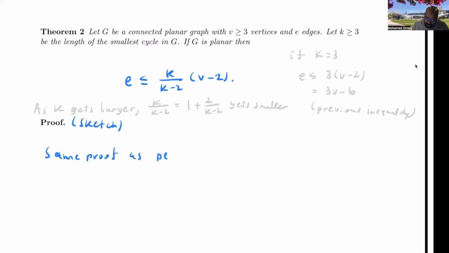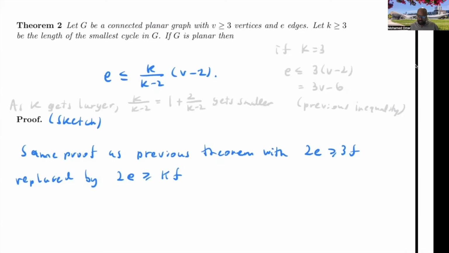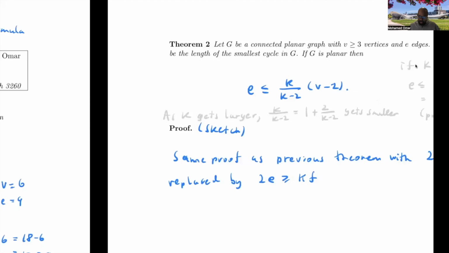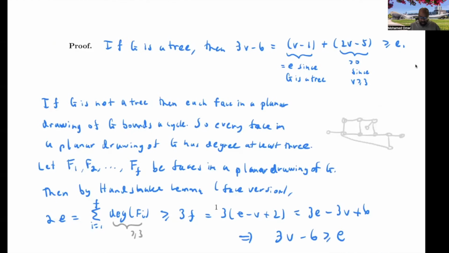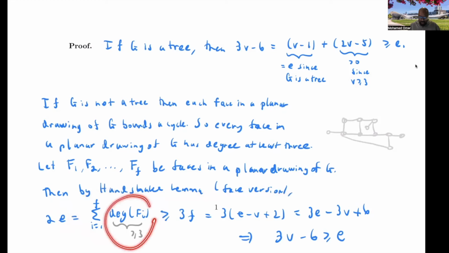As in the previous theorem, with the inequality 2e greater than or equal to 3f replaced by 2e greater than or equal to kf, where k is the length of the smallest cycle in this graph. When we add the degrees of the faces, that's twice the edge count by the handshake lemma's face version. These are all now greater than or equal to k, so this is going to be at least kf.